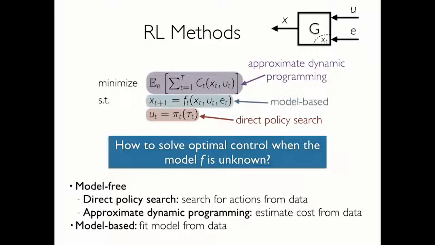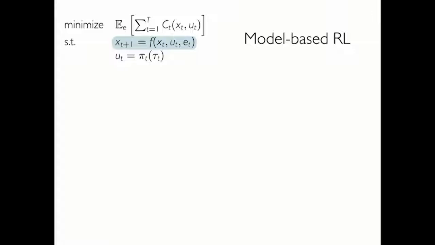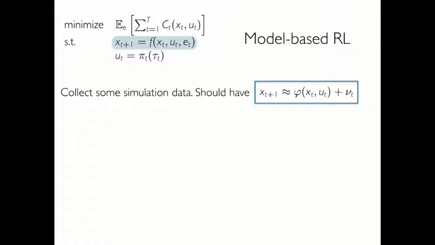For continuous control, it actually seems quite reasonable that we can get enough data to estimate the model itself. And the model-based approach would be, you estimate the model itself and then use that as if it were the truth. Something along these lines. Let's say it this way. Model-based reinforcement learning. We collect some simulation data, and we'd expect that we could build a prediction function pretty well from the simulation data. Alad talked about this.